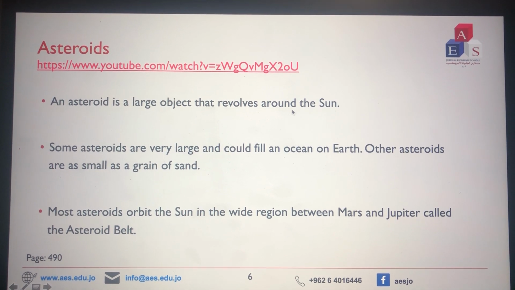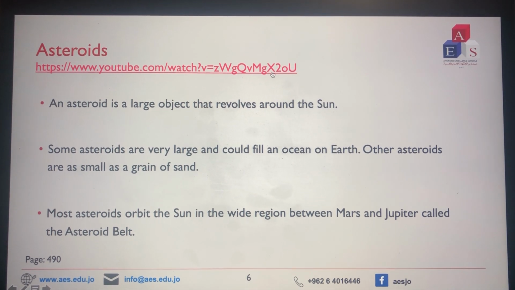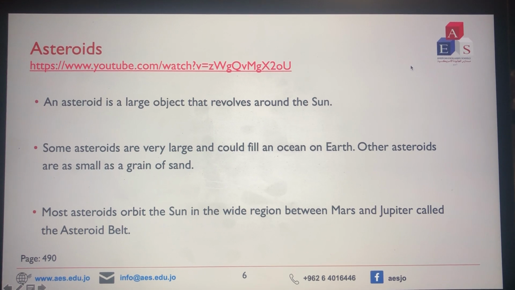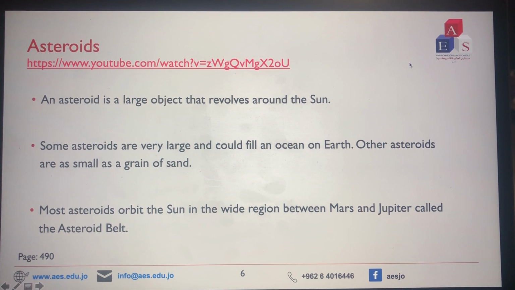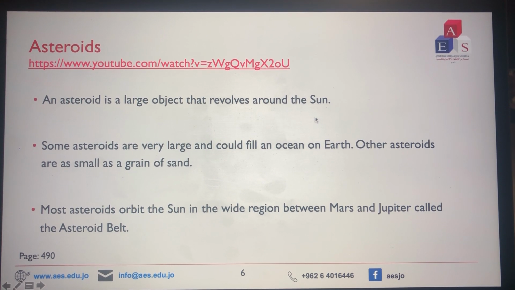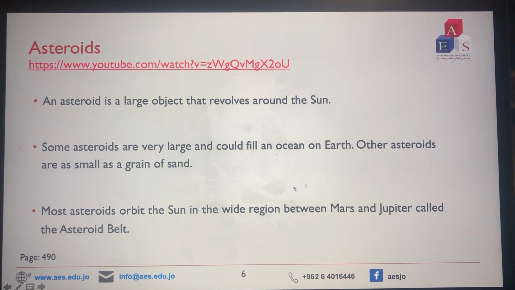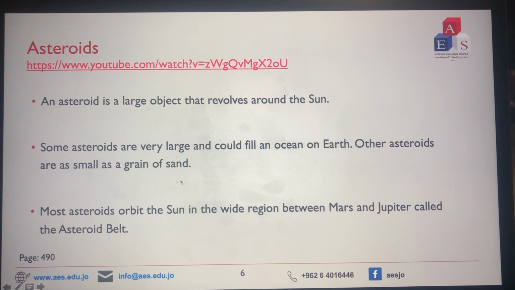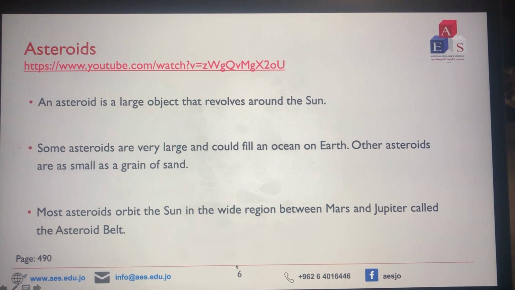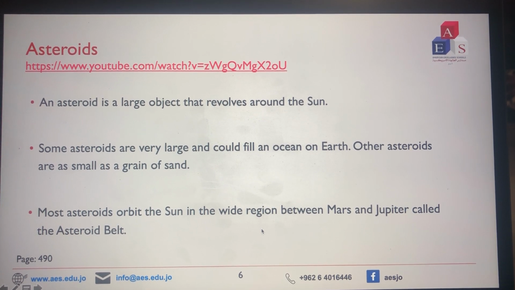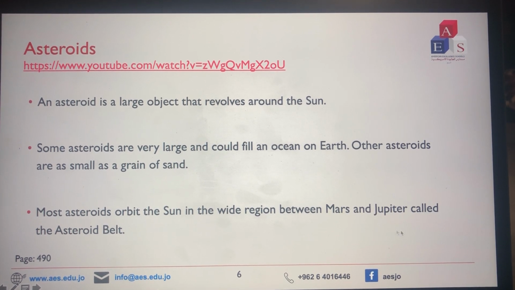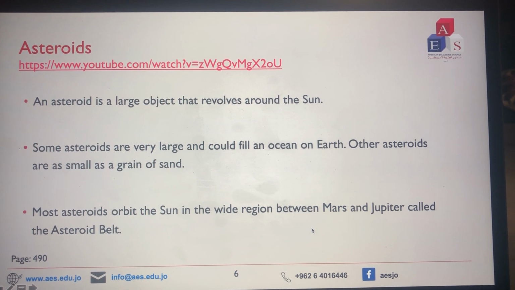So, asteroids. You can watch a video here about asteroids, and you'll know that an asteroid is a large object that revolves around the sun. Some asteroids are very large, and some asteroids are as small as a grain of sand. Now, most asteroids orbit the sun in a very large region between Mars and Jupiter that is called the asteroid belt.